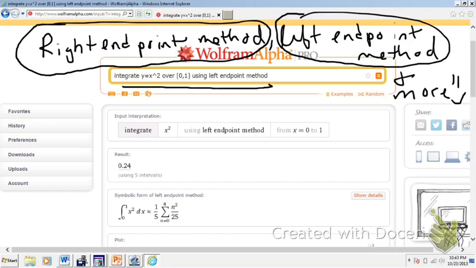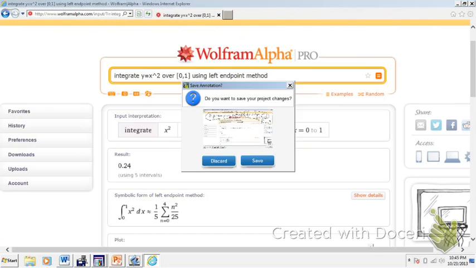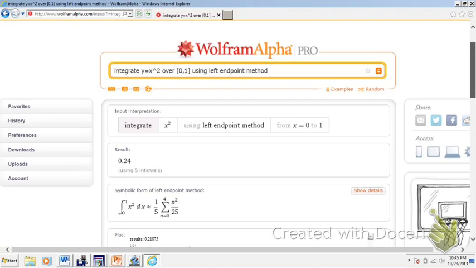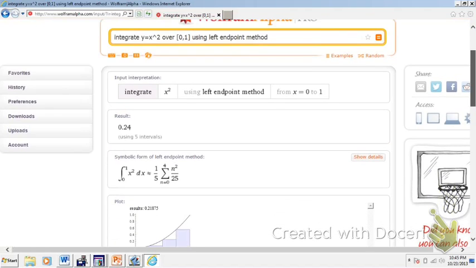Look at my command there. It says integrate y equals x squared over 0 to 1 using left endpoint method. So let's take a look. Notice what it does. It says here the result is 0.24 using 5 intervals. That means that it did 5 partitions. This is exactly like the one we did in class, except I think I used 4 partitions.